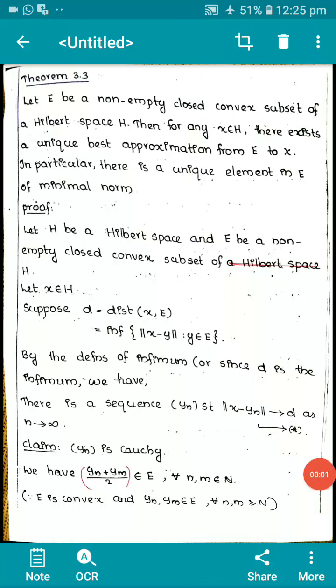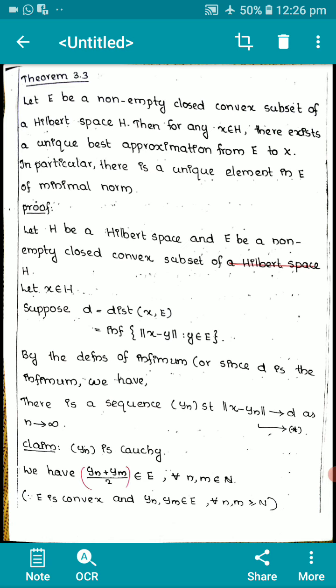Dear students, yesterday we had discussed the best approximation and we had discussed the definition of it. Let X be an inner product space, E a subset of X, and take two elements x and y in X. So y in E is said to be a best approximation from E to x if and only if norm of x minus y is less than or equal to norm of x minus z for every z in E. In that way we have defined it. So y is the best approximation.